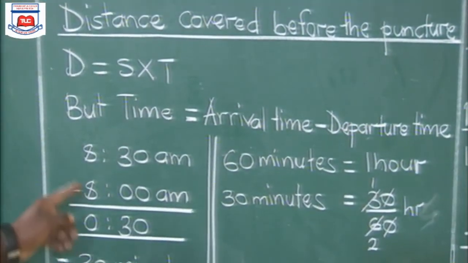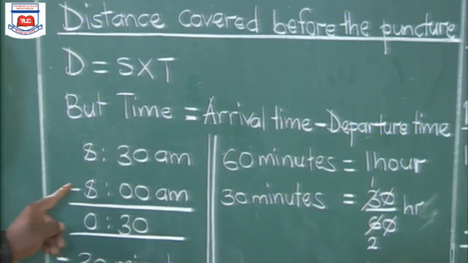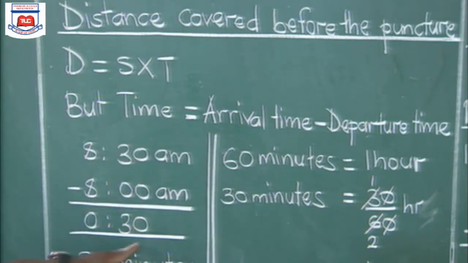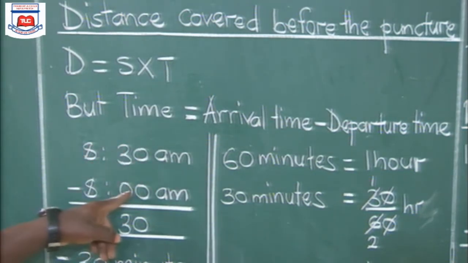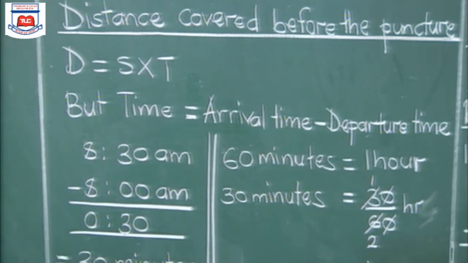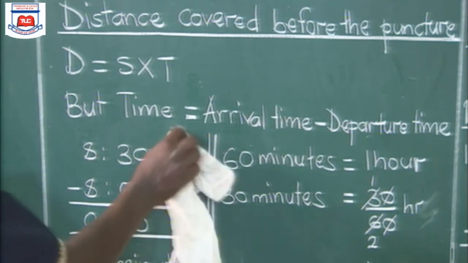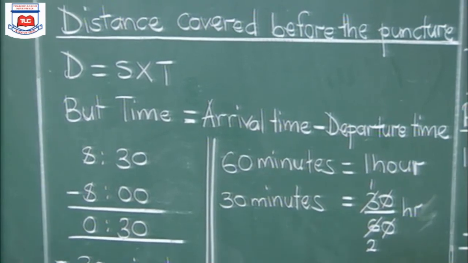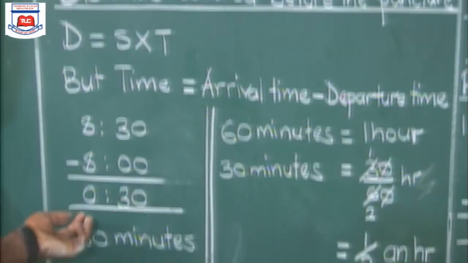Therefore, you get 8:30 a.m. minus 8:00 a.m. You subtract very well, and 0 minus 0 is a 0. 3 minus 0, you get a 3. 8 minus 8, you get a 0. It's so much advisable when you are subtracting to have these AMs off so that you get the answer in minutes and hours.